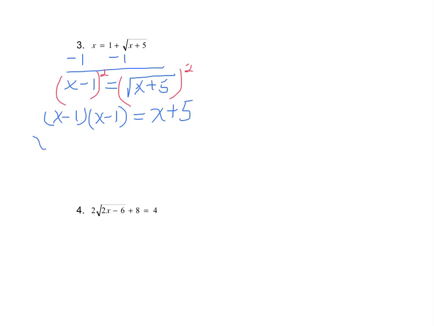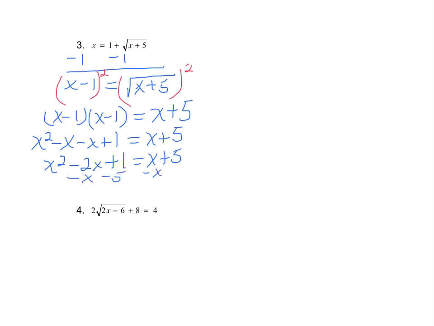So we're going to have first, which is x squared, outer minus x, inner minus x, last plus 1, equals x plus 5. Okay, I'm going to neaten up the left side and get x squared minus 2x plus 1 equals x plus 5. Now we have a squaring. The only way you know how to solve a squaring is to get one side equal to 0. So it looks like the right side would be our best guy to get equal to 0.